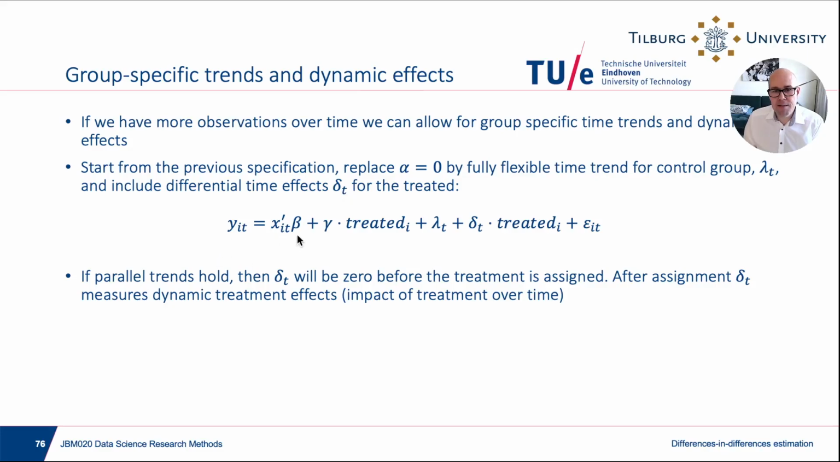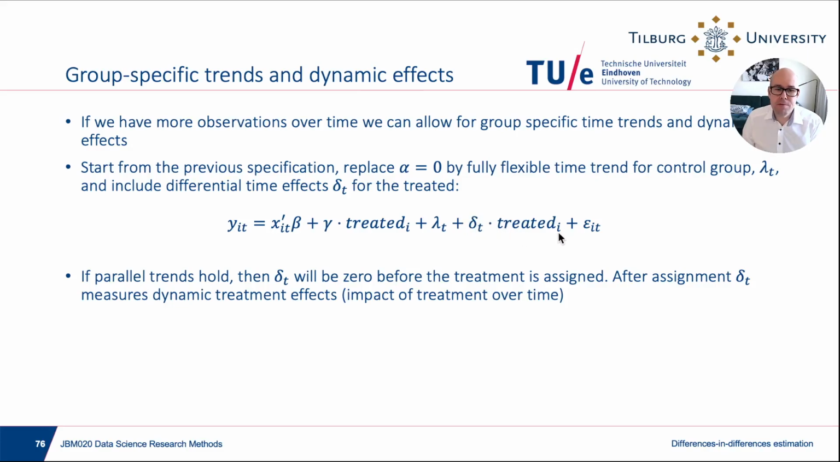So I can write it like this. Outcome is x beta plus gamma treated. So this will be the difference in the level, or what I called selection bias before. And again, selection bias is defined in the first video. Then I have these time effects, and I have the extra time effects for the treated group.